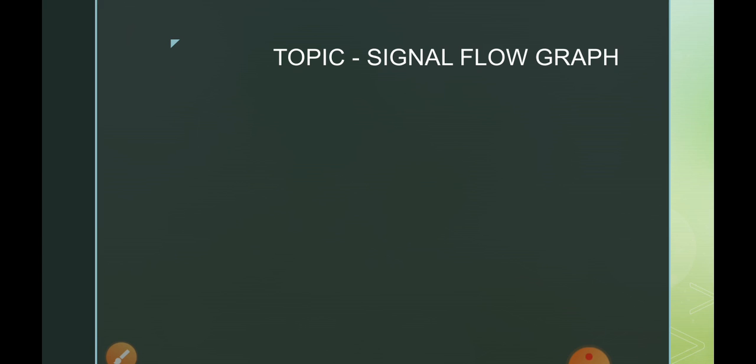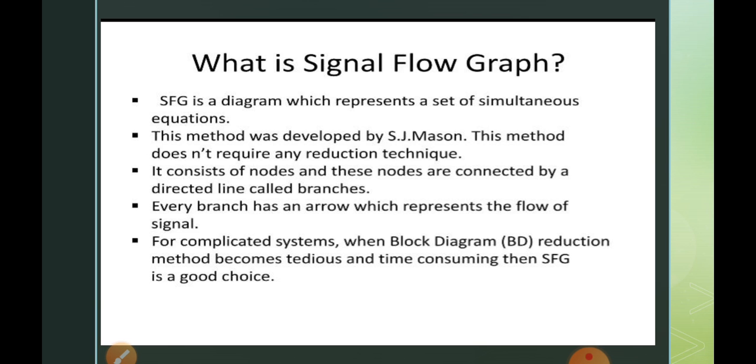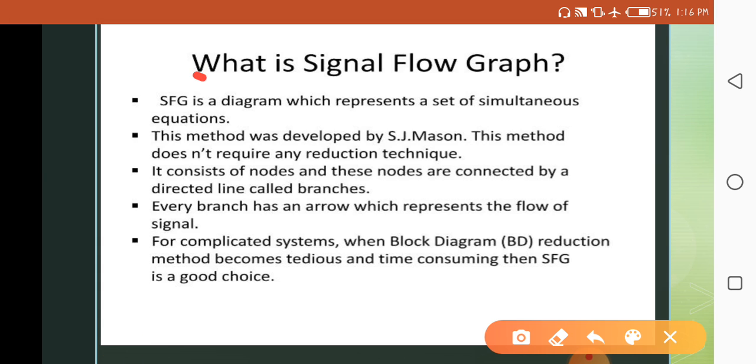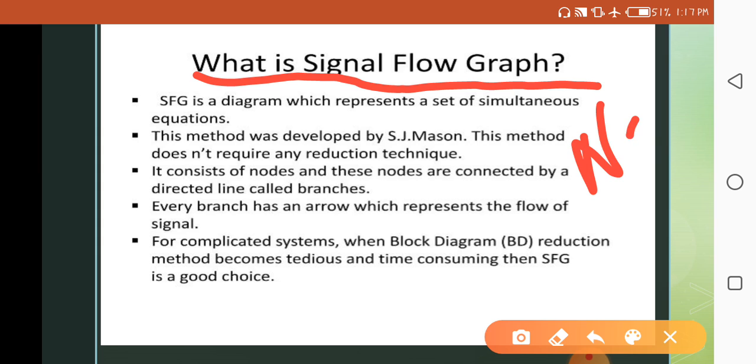Today I will discuss the topic of signal flow graph. So let us start. First of all, the question that arises in our mind is: what is a signal flow graph? A signal flow graph is a diagram that represents a set of equations. Generally, we can say that a signal flow graph is a combination of nodes and branches.